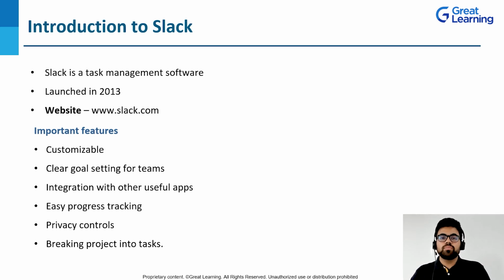Now let's talk about the important features of Slack. Slack has a lot of advantages over a conventional email ecosystem. So the number one is it is customizable.